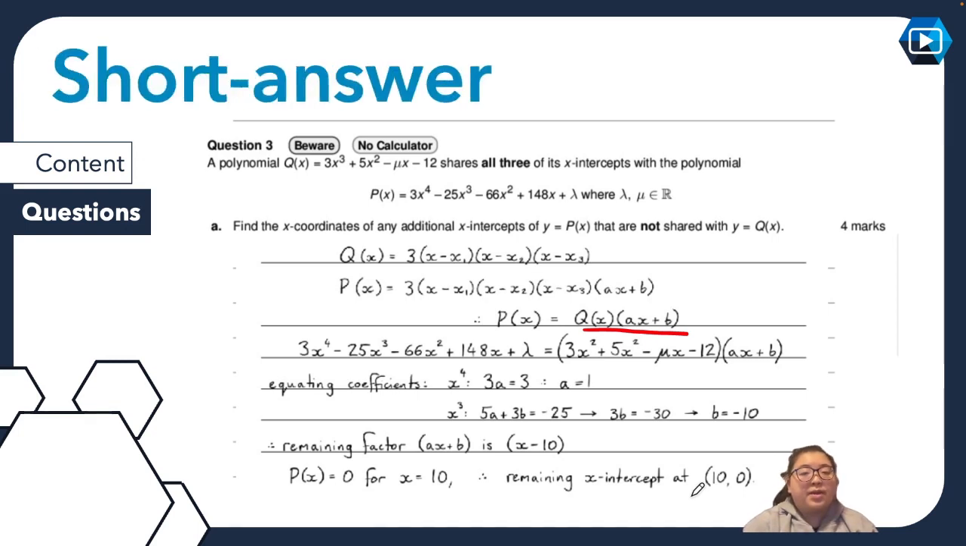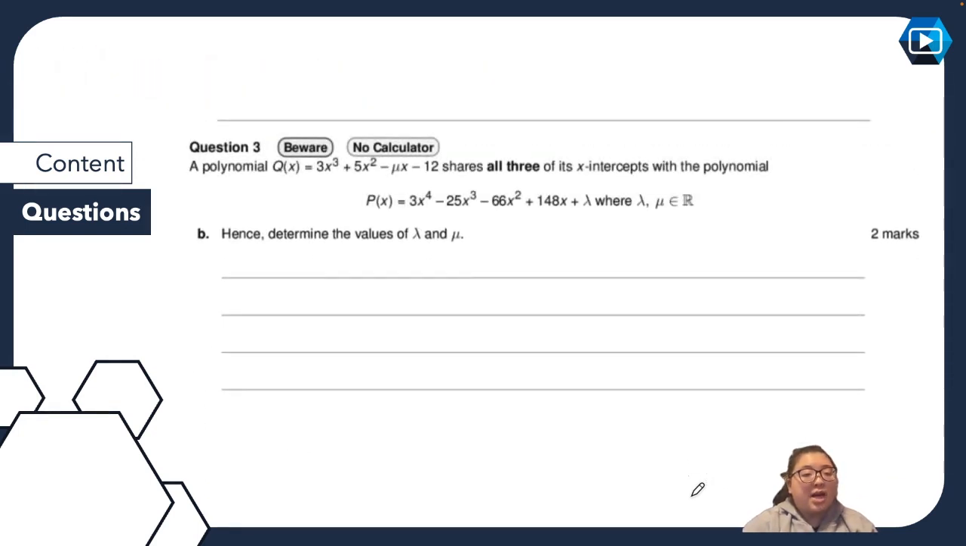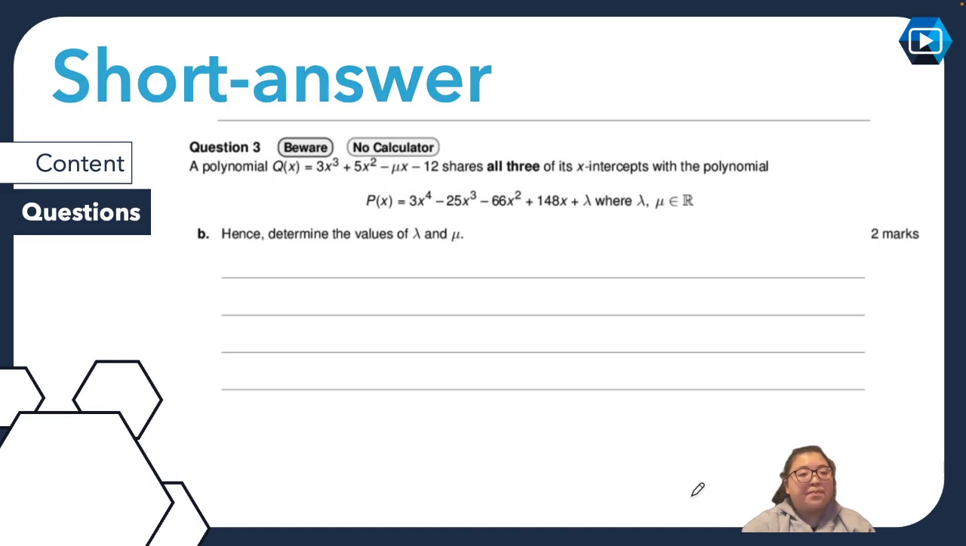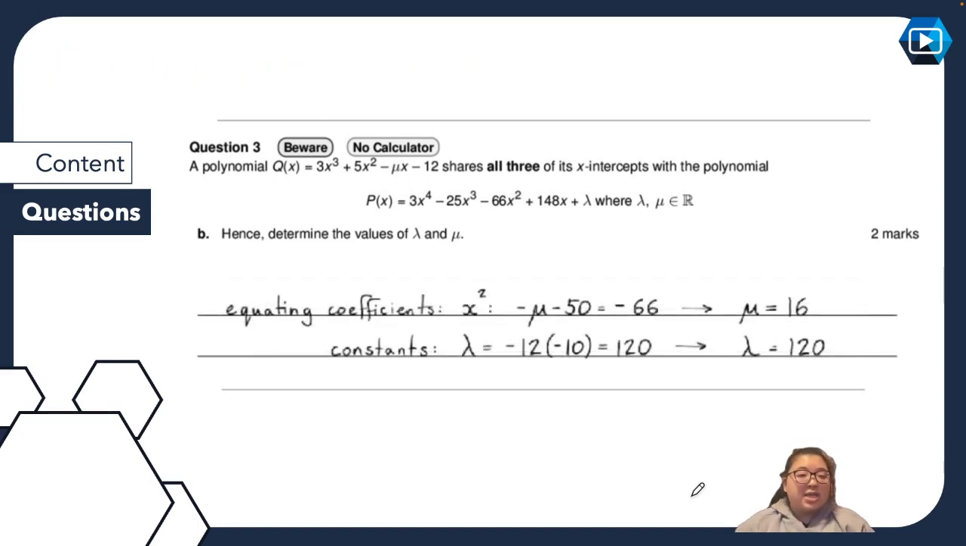Alright. So the next one asks us to determine the values of lambda and mu, which we've essentially already done in the previous question, through our equating of coefficients. So all we need to do is continue that. We've ended up with the equating of coefficients, and we're just going to equate the x squared term, which will give us negative lambda minus 50, which will equal negative 66, so we'll get our mu equal to 16.